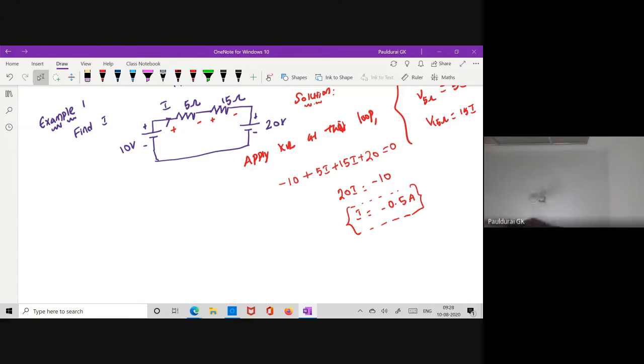Kirchhoff's voltage law: algebraic sum of voltages around a loop is 0. What do you mean by algebraic sum? Either we may consider starting or ending polarity, but we are going to consider starting polarity.